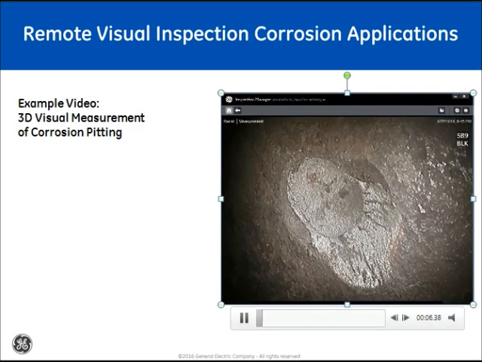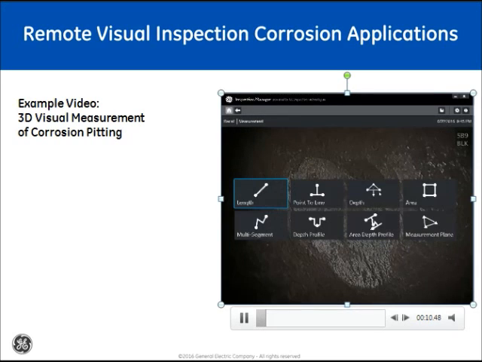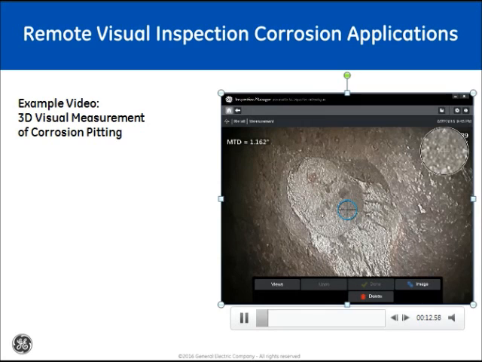So what you're seeing here is an indication on the inside of a header wall. It appears like it has some depth, so what's going to happen is we're going to place 3 cursors around the indication, and those 3 cursors are going to establish a reference plane to measure the height above or below that reference plane.